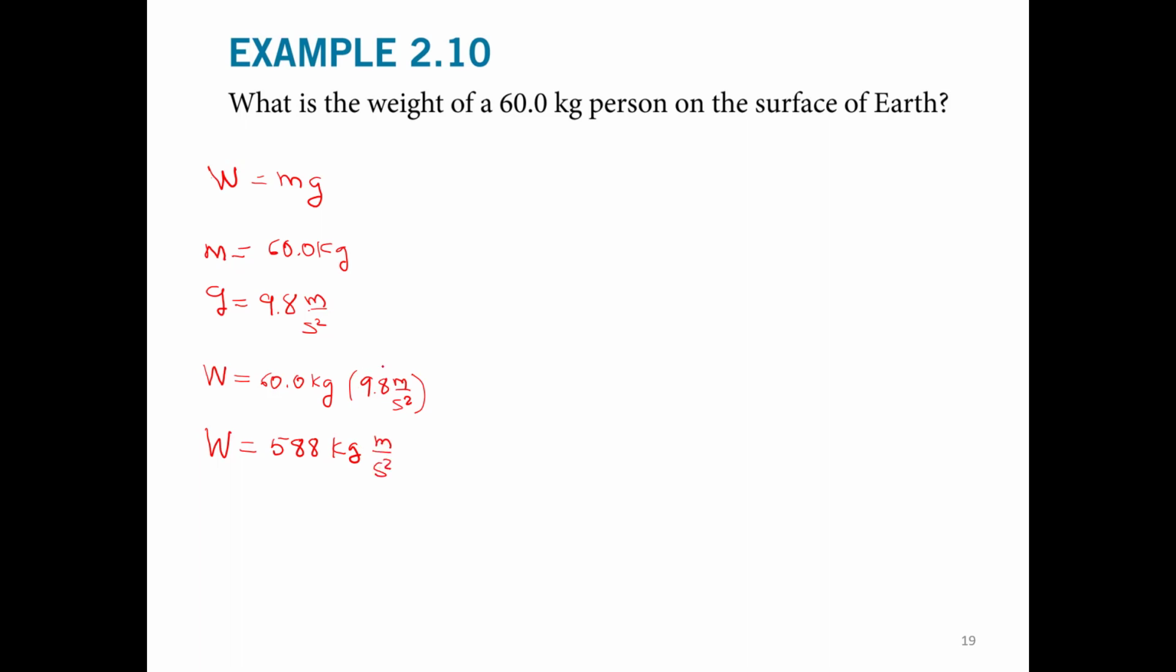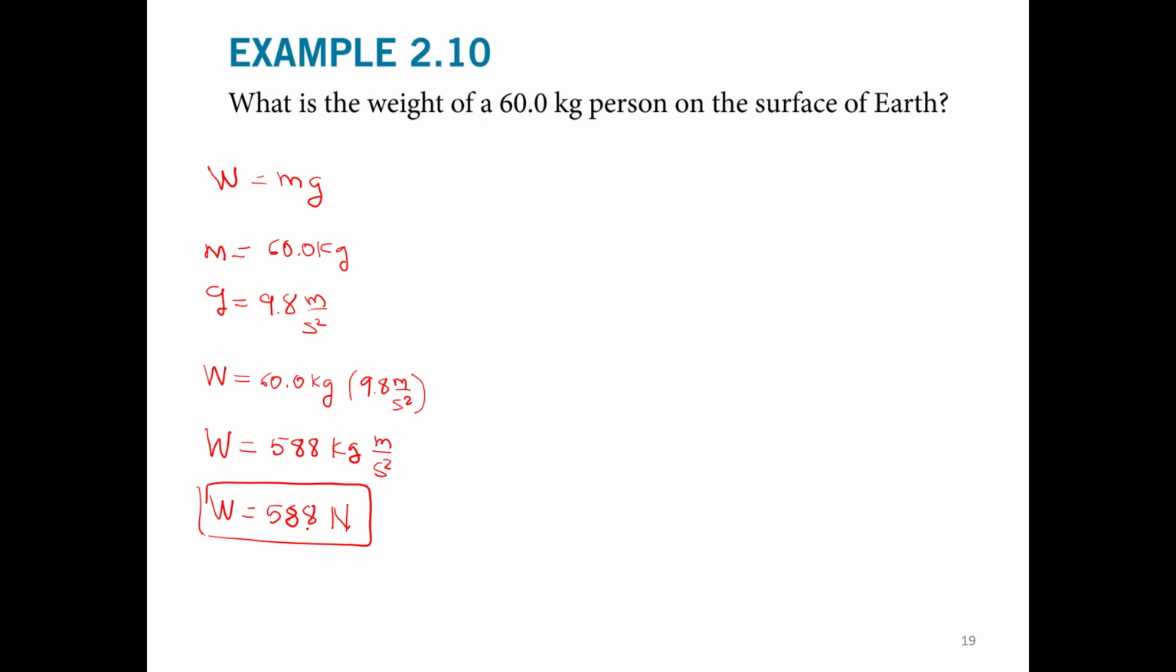We don't take into account the significant digits of the constant values, which is why the weight in this case will be 588 kilograms meters per second squared, which is Newton, as we expected because we know weight is a force. This is why the units must be Newton.